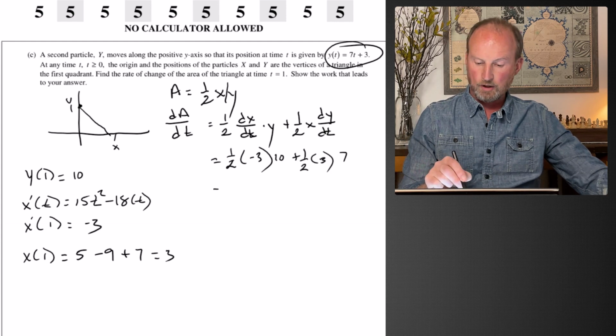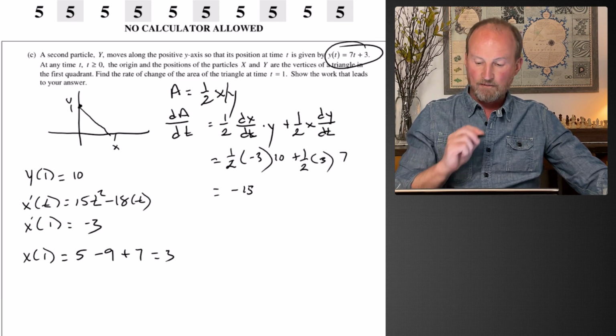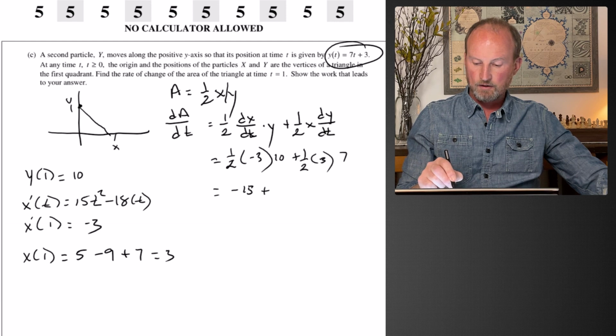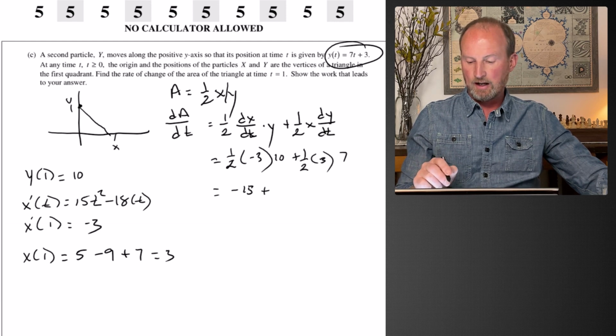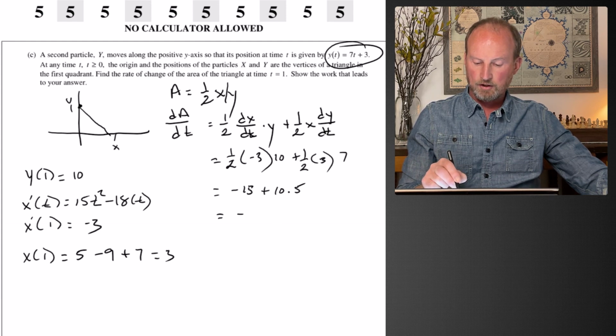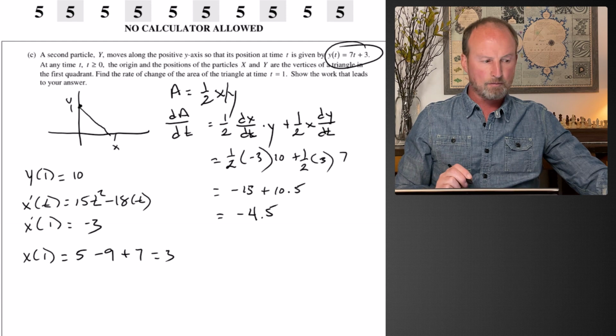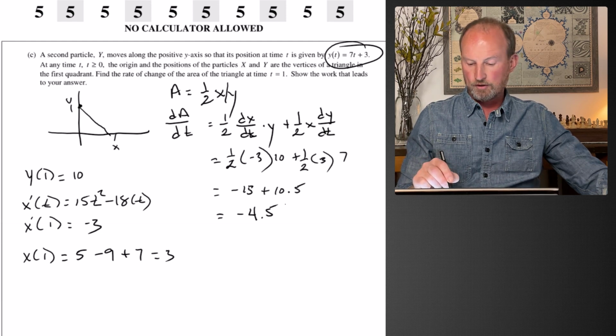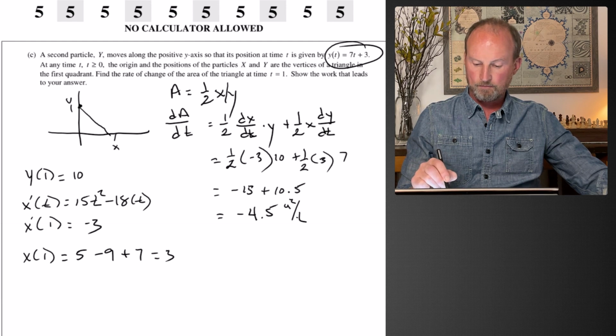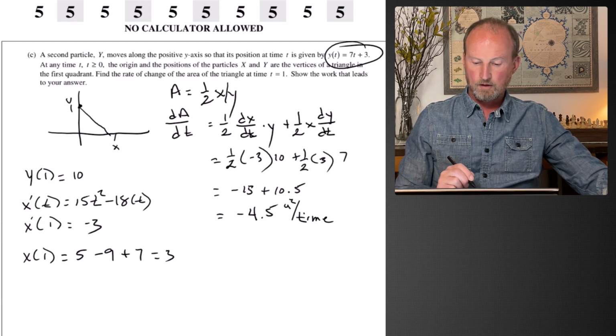Everything's filled in. Let's work it out. Half of 10 is 5, times 3 is 15. Not half of 10. Half of 21 would be 10.5. Magic number, -4.5. So the question is, find the rate of change of the area: -4.5 units squared per unit time. Show work that leads to your answer.